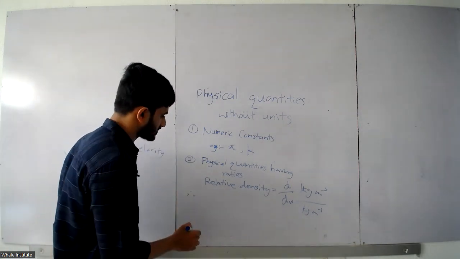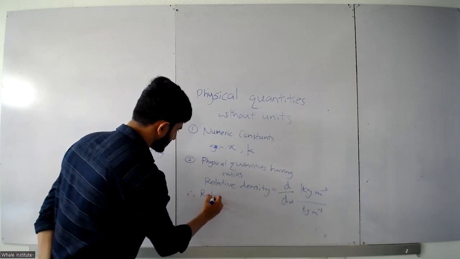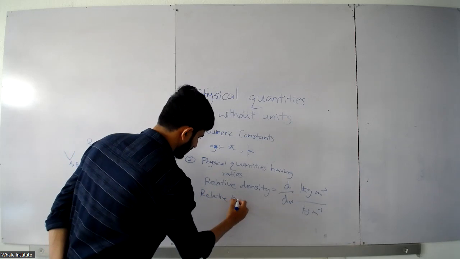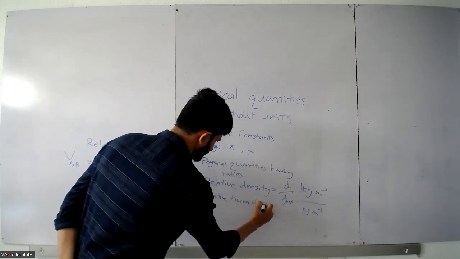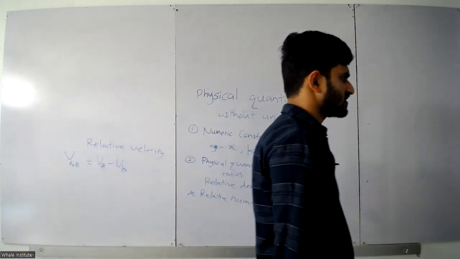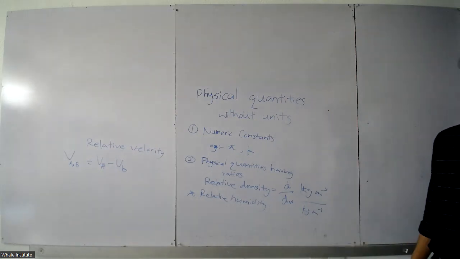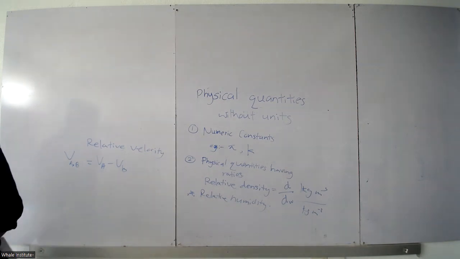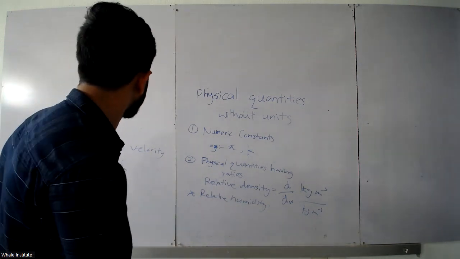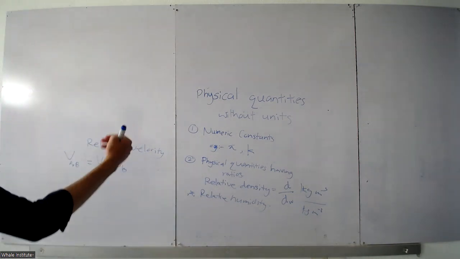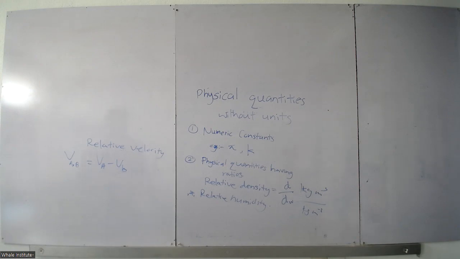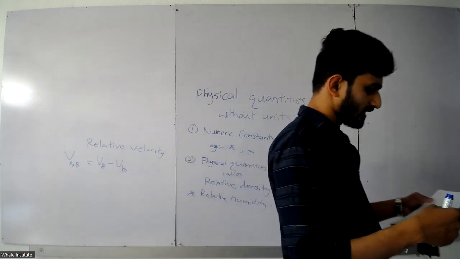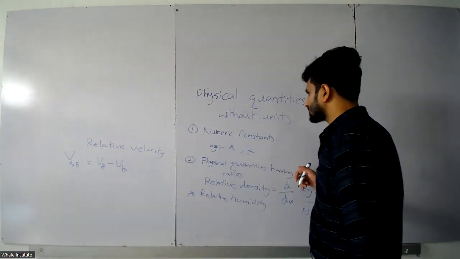All the other relative quantities don't have units. After this, you can write relative humidity. If you can remember some quantity with the term relative, you can add all of them to this second point, physical quantities without units, and the special point is relative velocity. You should memorize this.